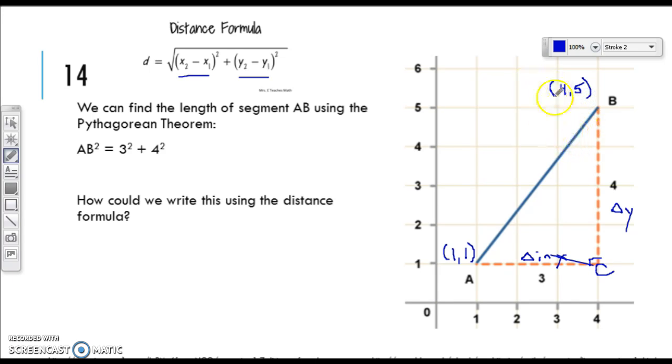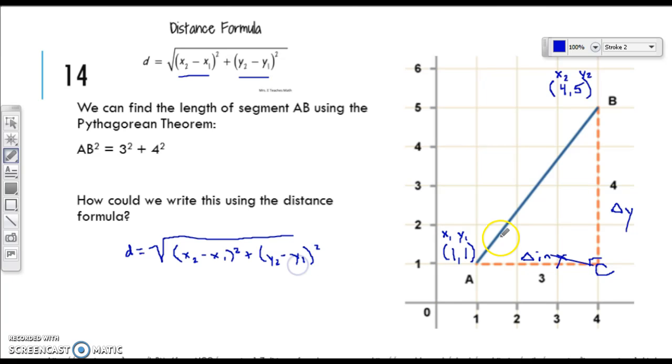Okay, so what's going to happen here? I'm going to call this one x1, y1. I'm going to call this one x2, y2. Okay, and then I'm just going to slap it in this distance formula, which is distance equals the square root of (x2 minus x1) squared plus (y2 minus y1) squared. Okay, and that's the same information that we got by drawing in these little lines here, but this is just a different way to do it.